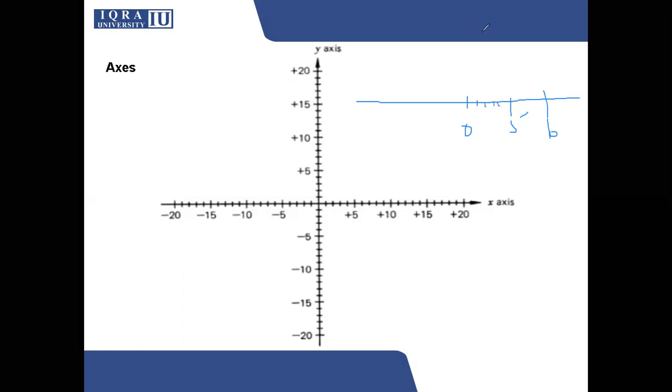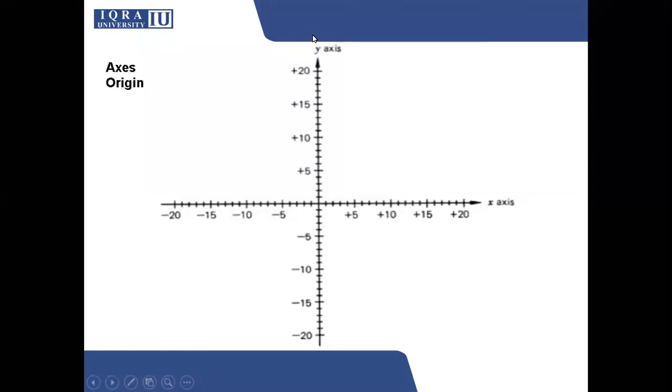1 2 3 4 5, 1 2 3 4 5. So this is basically a number line. You can think of it as two number lines. One is horizontal and the other one is vertical, right? So the horizontal line is called the x-axis right here, and the vertical line is called the y-axis right here. This point right here, the point where the two lines meet, is called the origin.